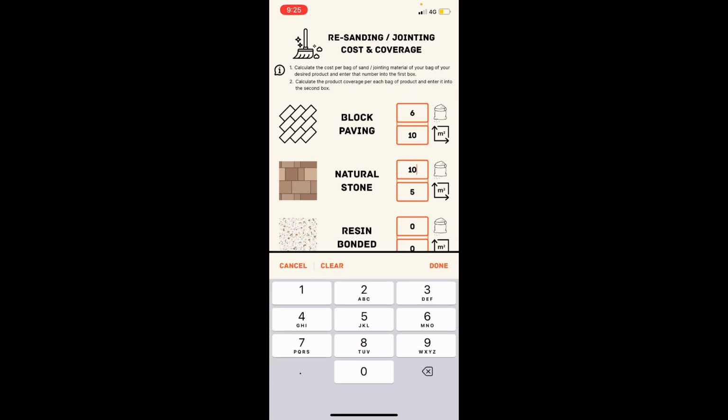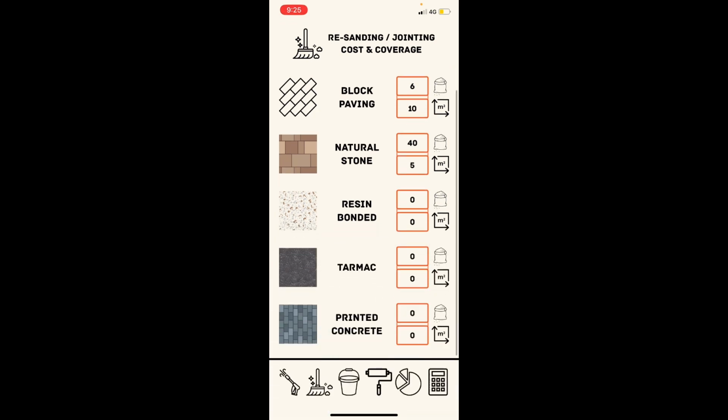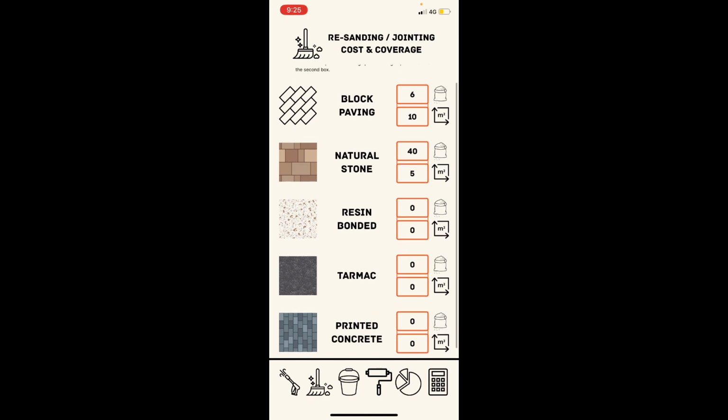So here, you're going to put in the cost per bag of jointing material. So if one bag of jointing material costs you 40 quid, how far will that product go? So if that product will only cover 5 square meters, you'll put in five. And you'll do the same with all of these different surface types. We don't really have a cost to resand resin bonded driveways because it doesn't require that.